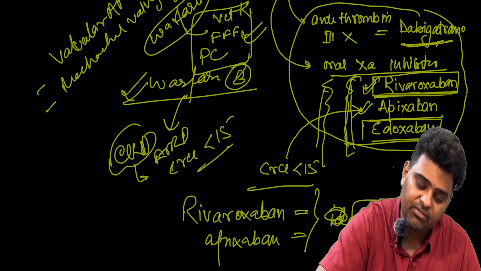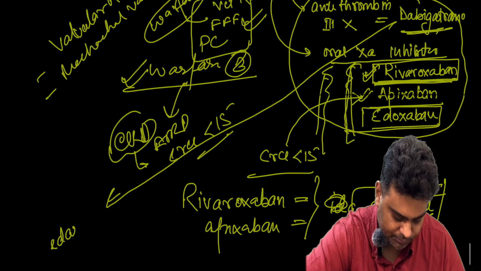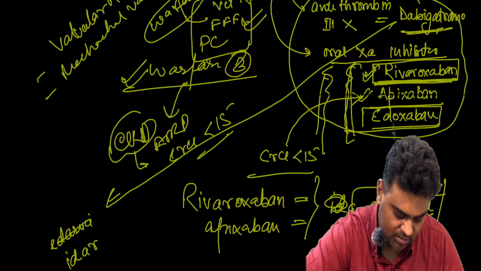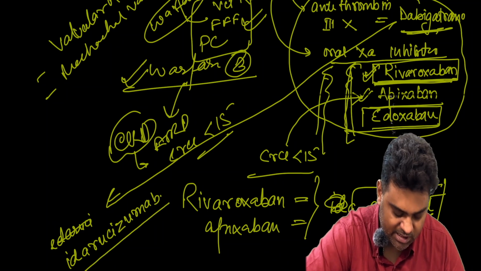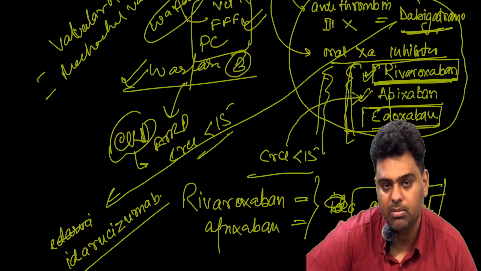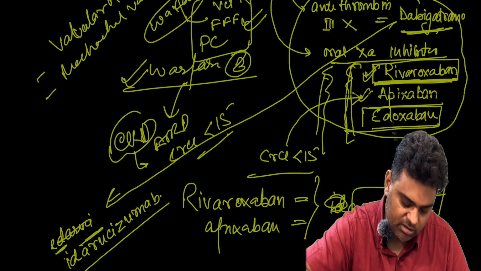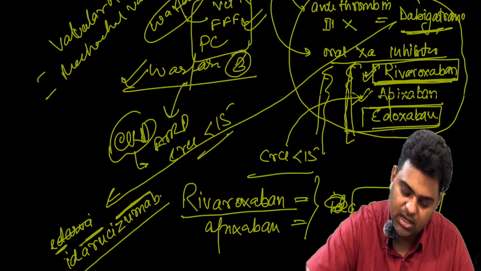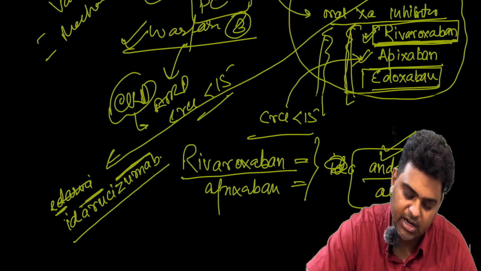If you want to reverse the effect of dabigatran, there is a monoclonal antibody by the name of idarucizumab. Okay, so you can remember idarucizumab. So this can be used. Now rivaroxaban bleeding can be reversed with the help of andexanet alpha. Okay, andexanet alpha.